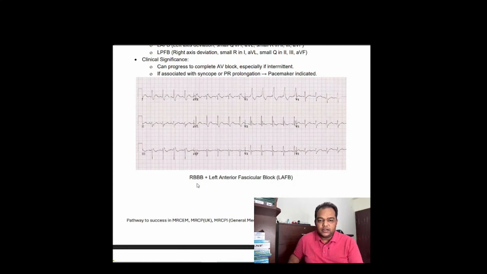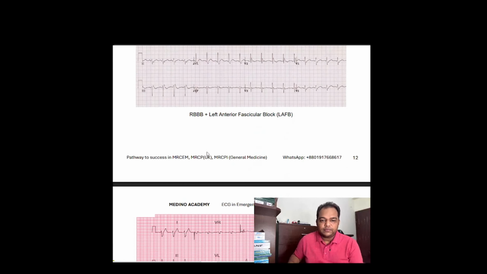This is the ECG of RBBB plus left anterior fascicular block. You can appreciate M pattern in case of V1 and V2. That means there is RBBB, and left anterior fascicular block is appreciated by left axis deviation. You can see positive deflection in case of lead 1 and negative deflection in case of AVF.